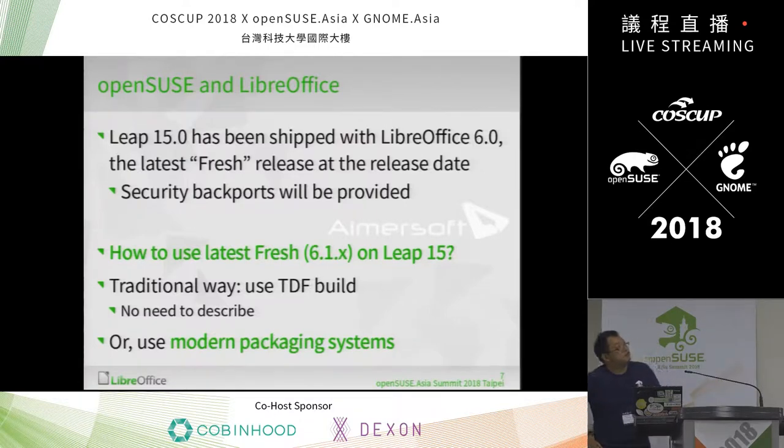openSUSE 15.0 has been shipped with LibreOffice 6.0, actually 6.0.6 or 5 or something. So this was the latest fresh release at the openSUSE 15.0 release date. So openSUSE 15 provides the 6.0 series, but maybe some security backports will be provided by the openSUSE project. So you don't need to worry about security issues when using 6.0. But in terms of the openSUSE 15 lifetime, sometimes we want to use the latest, I mean currently the 6.1 release, in openSUSE. Well, it's the same thing.